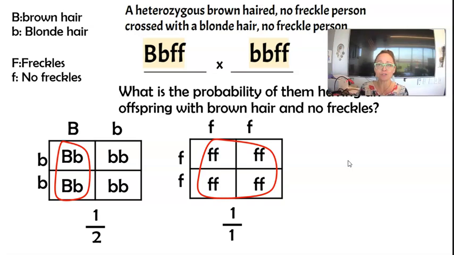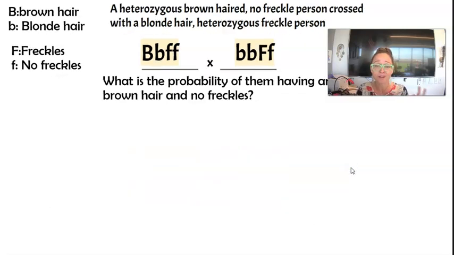So the way we do this, though, what is the chance of them having an offspring with brown hair and no freckles is you're going to multiply these 2 fractions. And so we would do 1 times 1 is 1, and 2 times 1 is 2. So there's a 1/2 chance or 1/2 probability that they will have a child with brown hair and no freckles. Okay, but let's go ahead and see what would happen if it wasn't 2 homozygous recessive individuals for freckles, right?